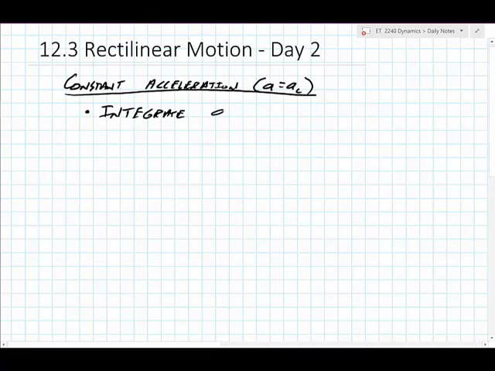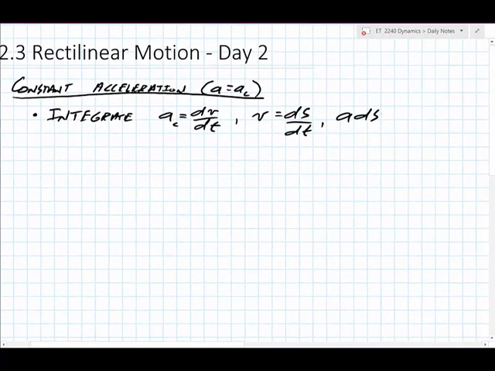So last time we said the acceleration is equal to the change in velocity with respect to time. I'm going to put a little a_c there. We said that the velocity was equal to the change in position with respect to time. And we had another one which said our acceleration times our change in position is equal to our velocity times our change in velocity. Once again, I'll put a little a sub c. So if I were to integrate those three, I'll spare you the details of the actual integration. It's pretty simple. I would come up with three different equations.